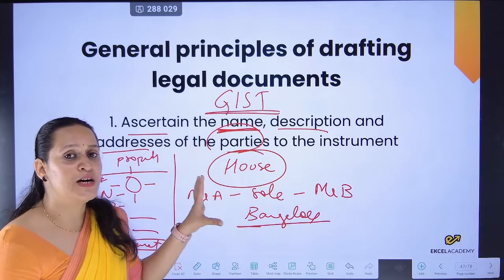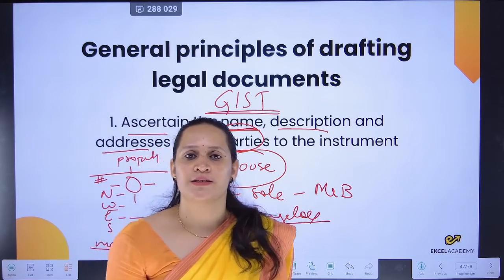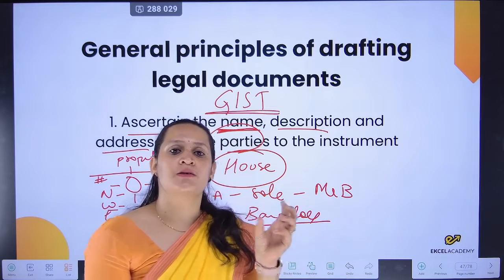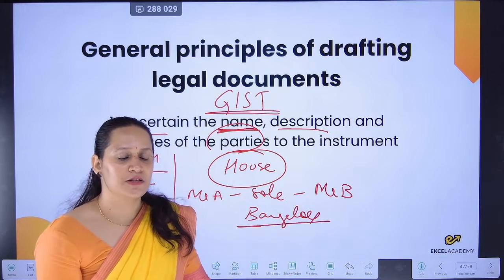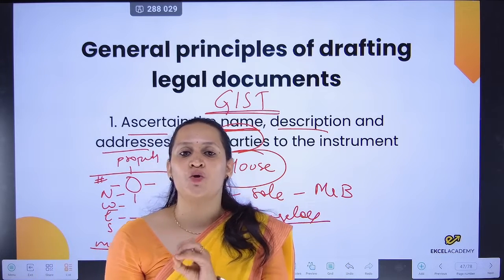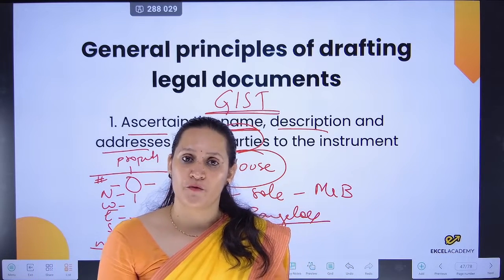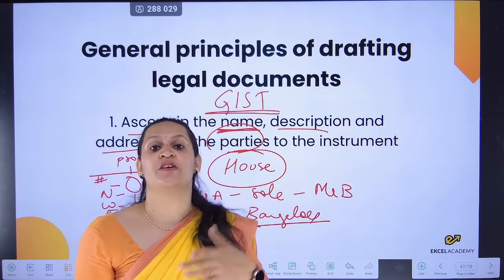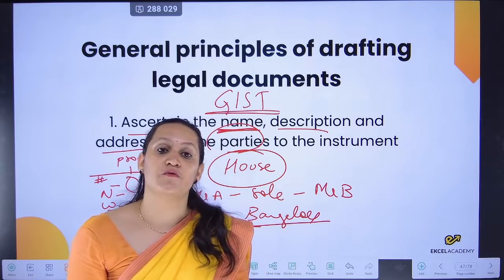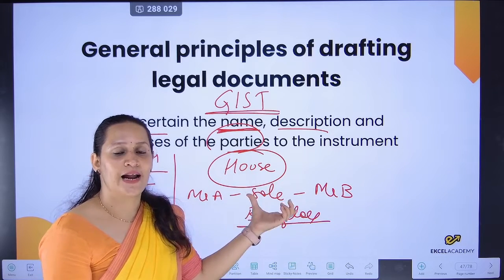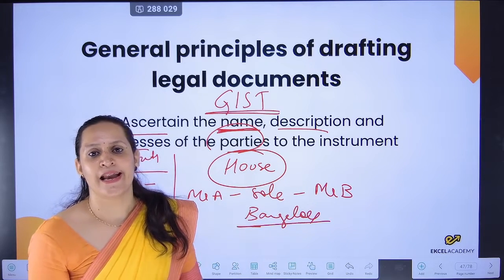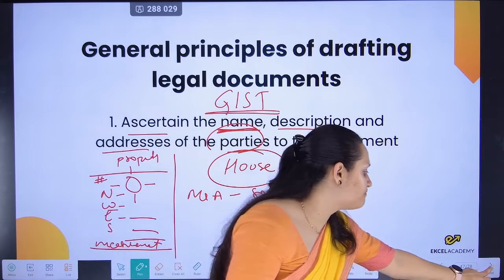So this is the first rule of drafting. Whenever you are describing a person, or whenever you are going to describe a property, the description should be very, very accurate. The description should be complete. There should be no scope of ambiguity or confusion about who this person is or which property this is. All those kinds of confusion cannot arise. So you should be very clear while you are describing the parties or the properties in any kind of instrument.